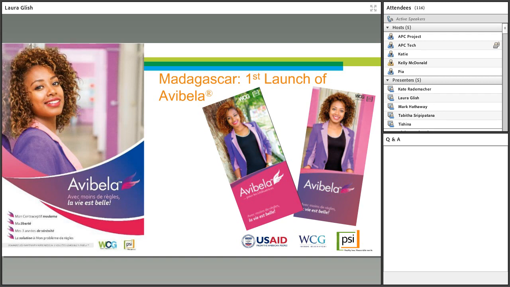French has a very nice, well, maybe it's nice, maybe it's not, rules and periods is the same word in French. So the tagline for Avibela is, with fewer rules or fewer periods, life is beautiful. We are really trying to sell the less bleeding and cramping and potential amenorrhea as not a side effect but a benefit and a reason why women would want to choose this method.